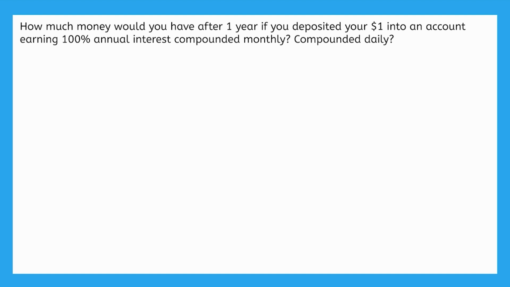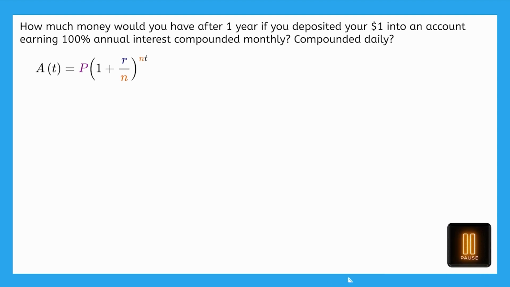Let's now put this formula to work with a question about some other account options. The question reads, how much money would you have after 1 year if you deposited your $1 into an account earning 100% annual interest compounded monthly? Compounded daily? What results are you expecting? The interest in these accounts is being compounded more frequently than in our previous accounts. Therefore, we'd expect amounts larger than $2.44, which was the amount compounding quarterly. Pause the video and try to find these new amounts yourself.